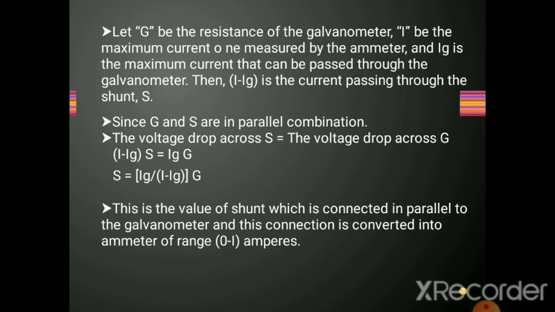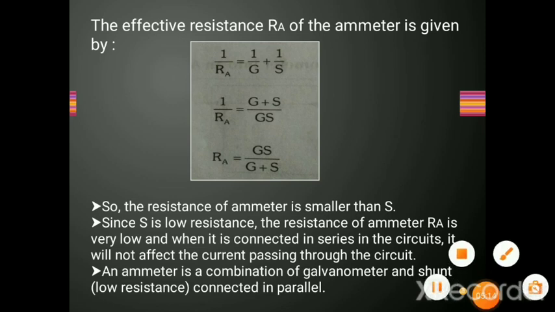Voltage drop is resistance into current. So (I minus Ig) into S is equal to Ig into G. Using this, the shunt resistance S is given by S equals Ig by (I minus Ig) into G. This is the value of the shunt which is connected in parallel to the galvanometer, and this connection is converted into an ammeter of range 0 to I amperes.